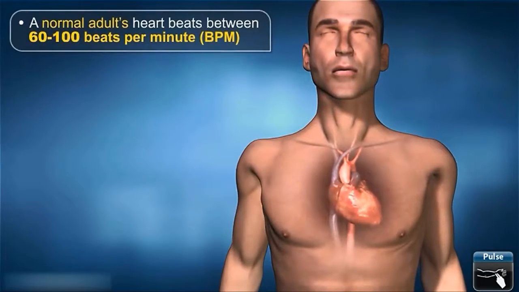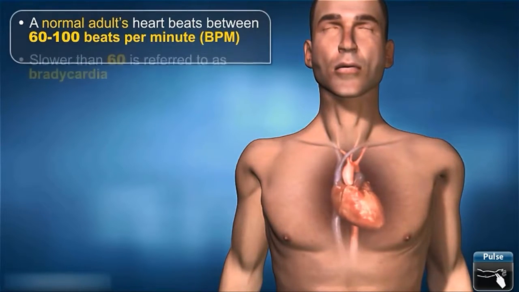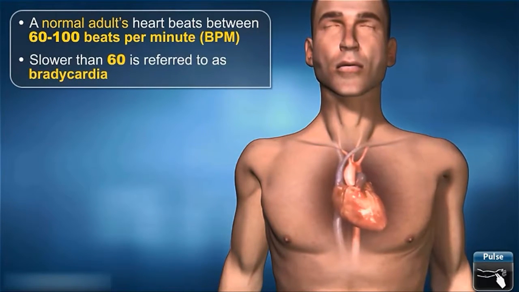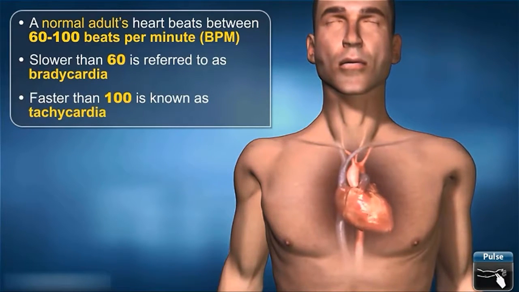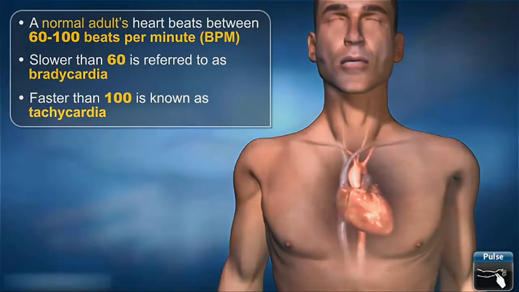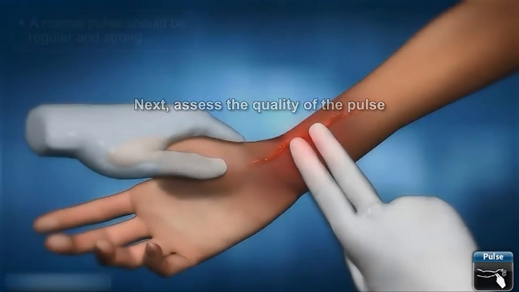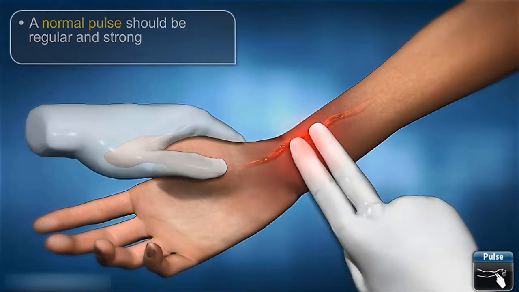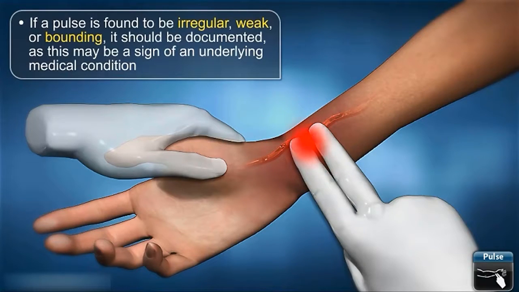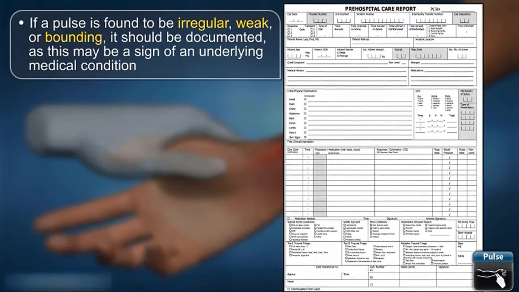A normal adult's heart beats between 60 and 100 beats per minute. Slower than 60 is referred to as bradycardia, and faster than 100 is known as tachycardia. Next, assess the quality of the pulse. A normal pulse should be regular and strong. If a pulse is found to be irregular, weak, or bounding, it should be documented, as this may be a sign of an underlying medical condition.